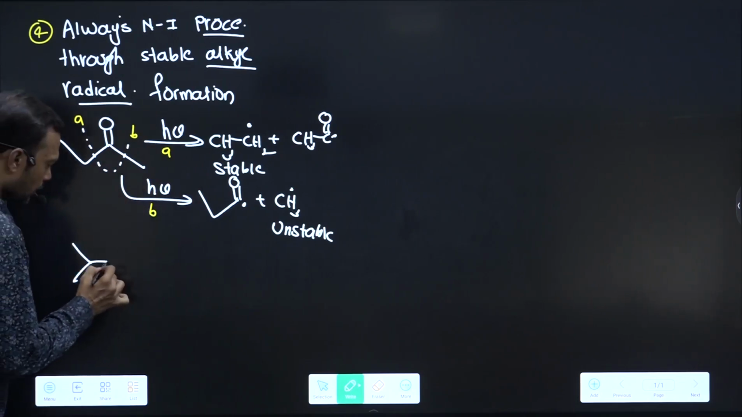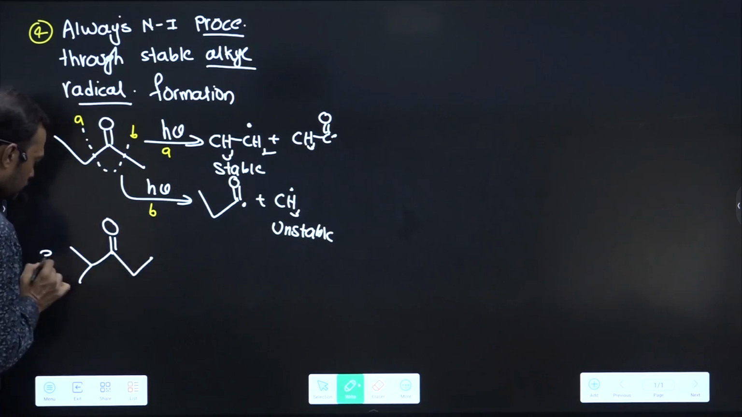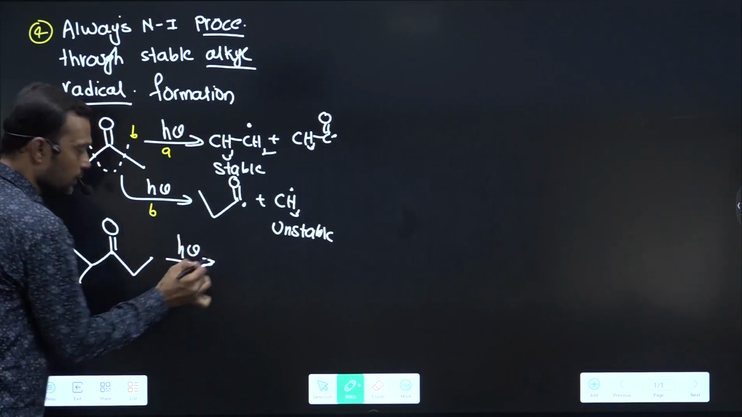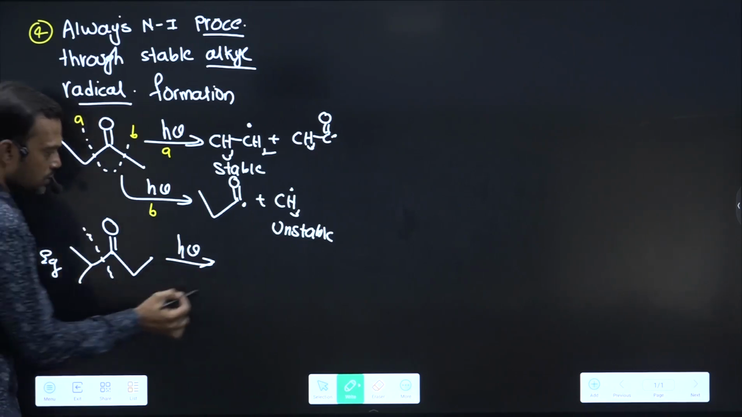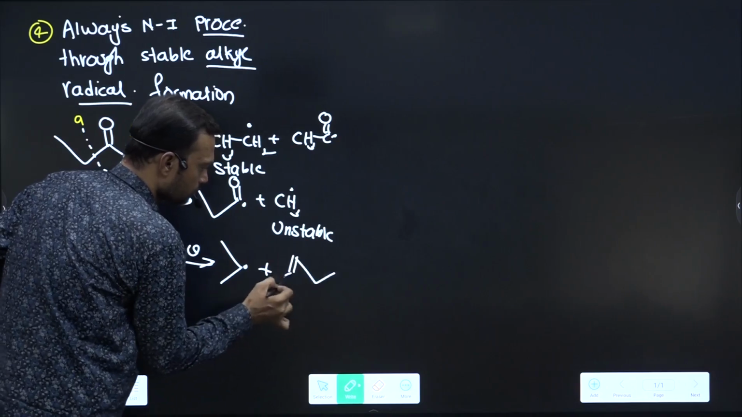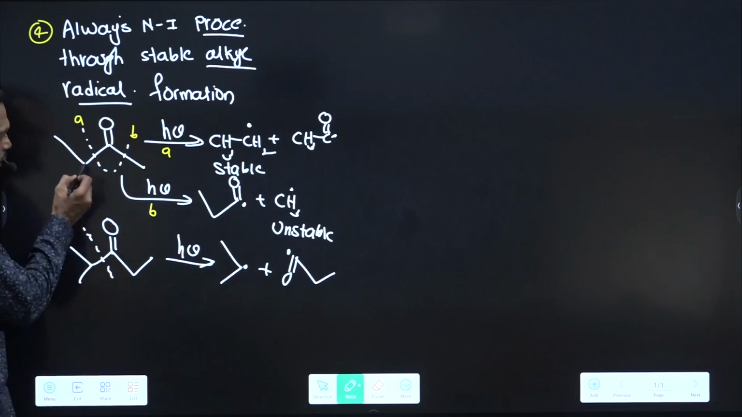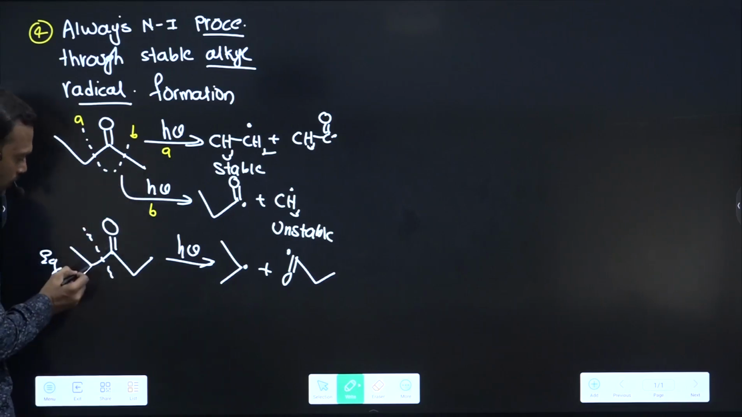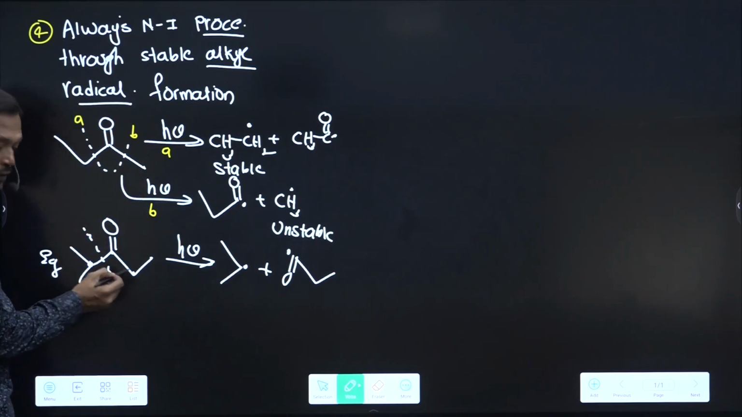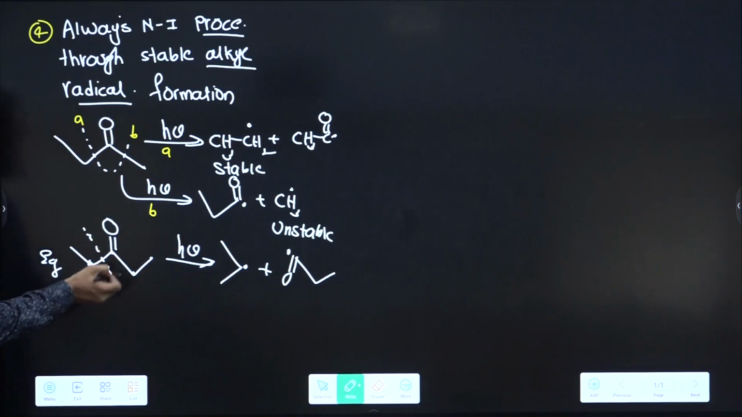Suppose on the left side I take isopropyl, and on the right side I take ethyl. Which side will you cleave photochemically? The left side, because on the left side you will get an isopropyl radical, then there is a formation of an acyl radical like this. So whichever side has a tendency to give a stable radical, on that side Norrish 1 is possible. Clear? Left side is secondary, right side is primary. So secondary radical is more stable as compared to primary. That's why right side cleavage does not occur.